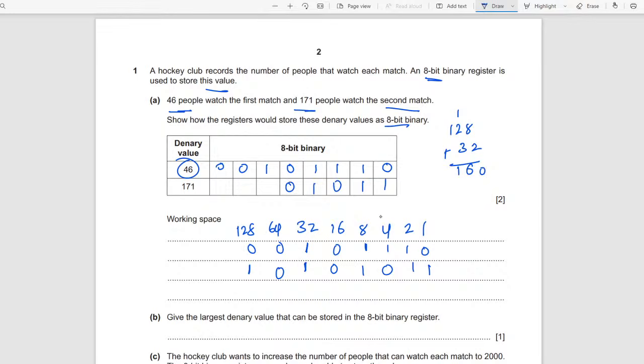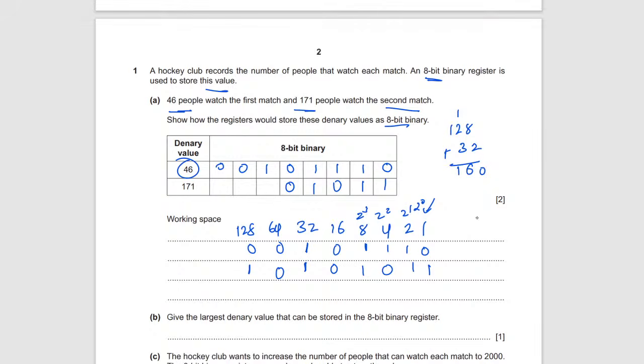To get these numbers, I'm just doing 2 to the power 0, 2 to the power 1, 2 to the power 2, 2 to the power 3, and so on and so forth. Because binary, remember, is base 2. That's why it's 2 to the power. For hexadecimal, it will be 16 to the power: 1, 16, 256 or something like that. And for denary, usually it's not tested, but you should also know it.